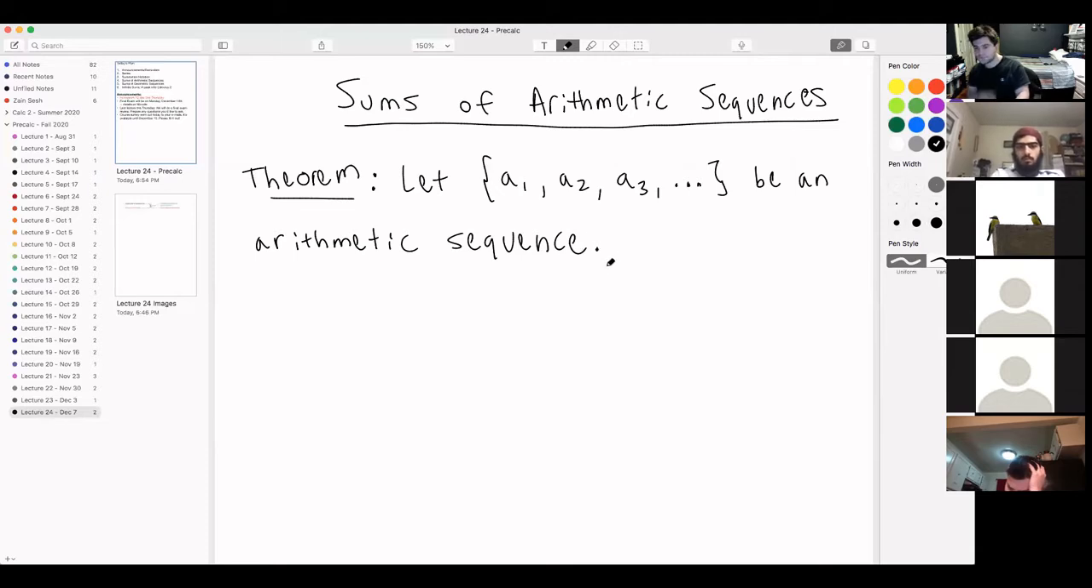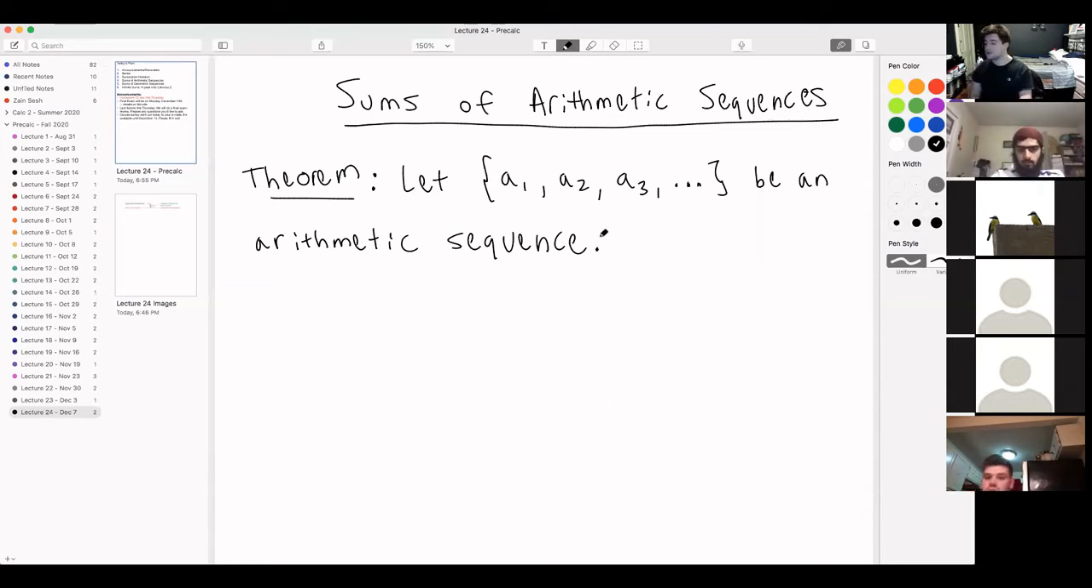Okay. Now, let me just remind you what an arithmetic sequence is. It means that the difference between any two consecutive terms is the same, no matter which two terms I pick. So A3 minus A2 will be the same as A2 minus A1, and it will be the same as A4 minus A3, and so on. So you take two consecutive terms, subtract them, it's going to be the same no matter which two consecutive terms you pick. That's an arithmetic sequence.